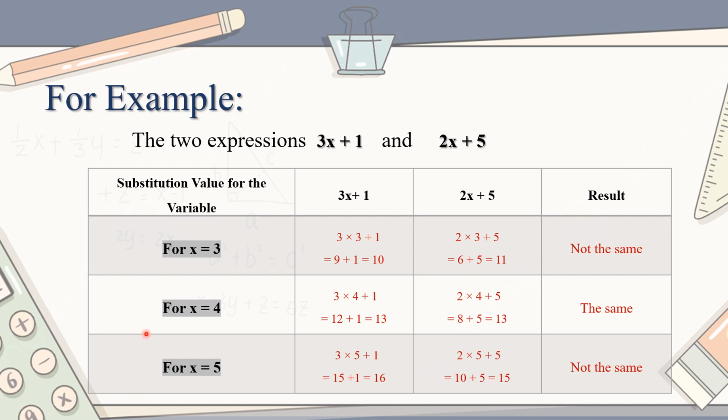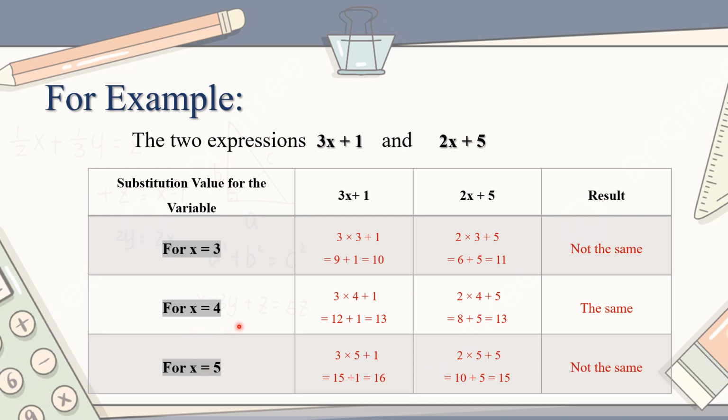Let's check by getting different values of x, like x equals 3, x equals 4, x equals 5. The result in the first expression, 3 times 3 plus 1: 3 times 3 equals 9, plus 1 equals 10. In the second expression, we will get 2 times 3 plus 5. So 2 times 3 equals 6, plus 5 equals 11. The first expression's value is 10. In the second expression, its value is 11. So the result here is not the same.